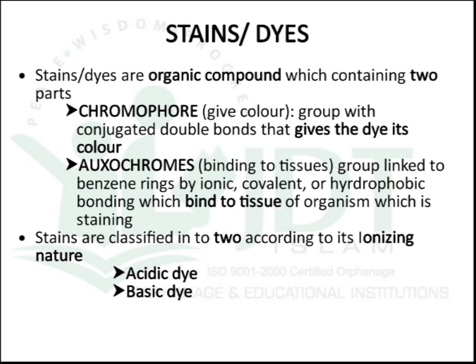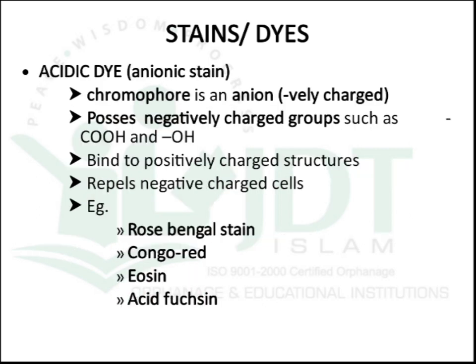The stain or dye can be classified according to their ionizing nature into two, that is acidic dye and basic dye. Now what is an acidic dye? In an acidic dye, the chromophore, the part of the stain which gives the color, will be an anion, which on ionization produces an anion. It is negatively charged.